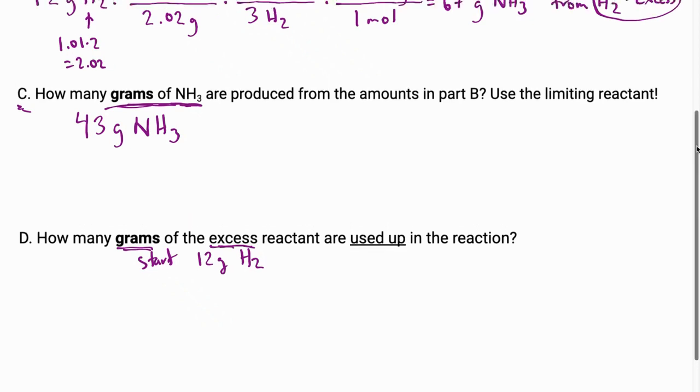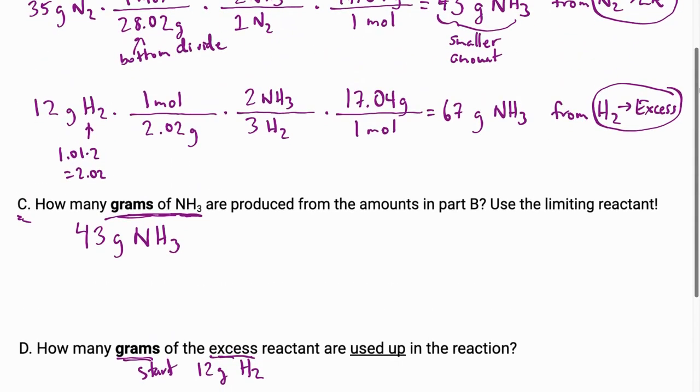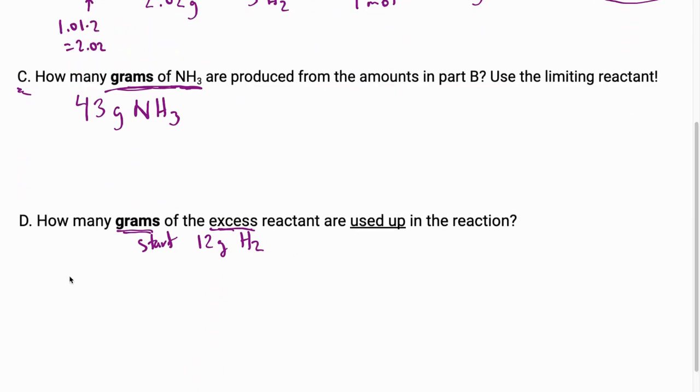Our limiting reactant is our 35 grams of N2. So we want to start with our limiting reactant, and then find how much excess is used. In this case, the excess is the H2. So we are going to figure out how much H2 is used by the limiting reactant.